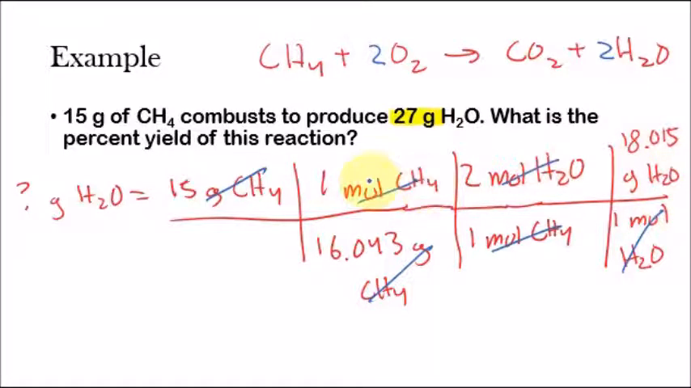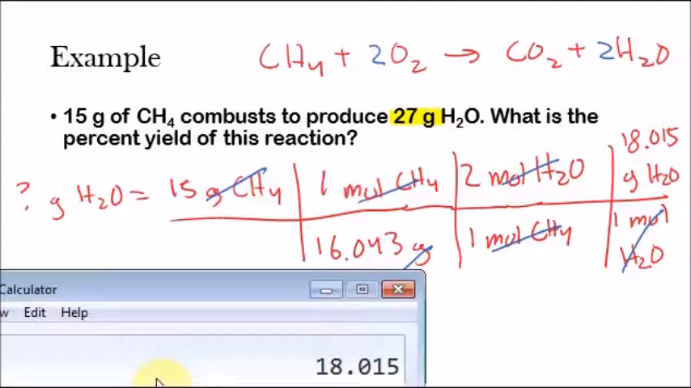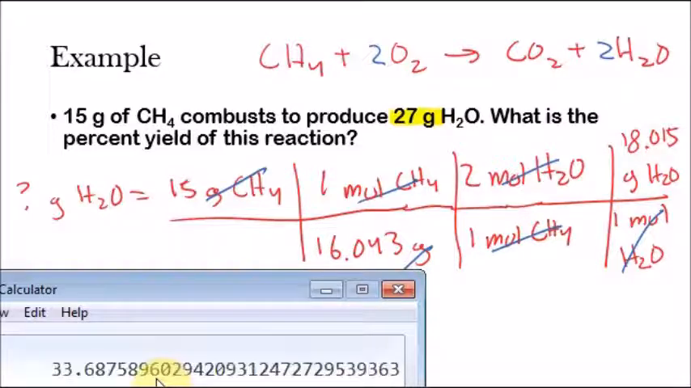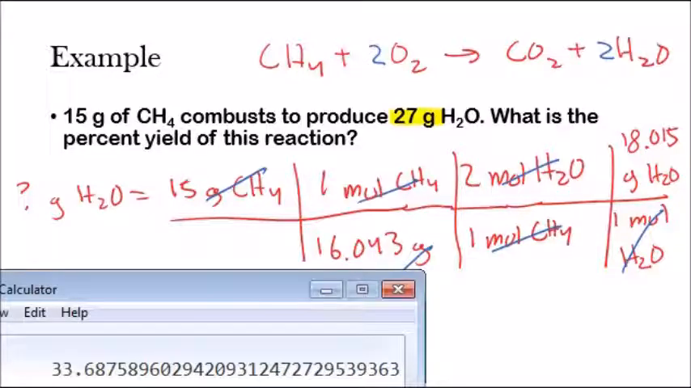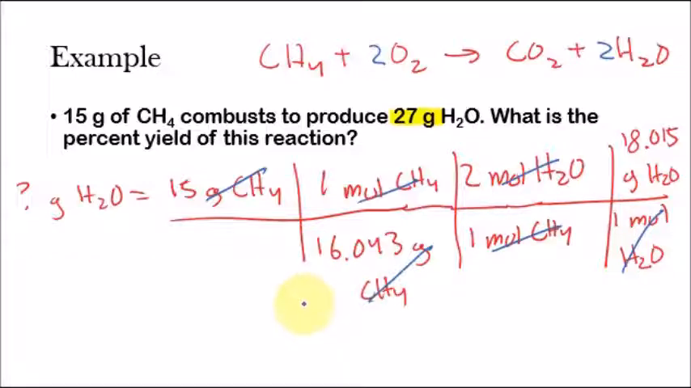Excellent. Now let's do the math and type this into our calculator. Multiply the top: 15 times 1 times 2 times 18.015, divided by 16.043 times 1 times 1. Our answer needs to be rounded to 2 significant digits because this number has 2 significant digits and this number has 5. The 2, the 1, and the 1 are exact numbers. So we round the answer to 2 significant digits, which gives us 34 grams of H2O.